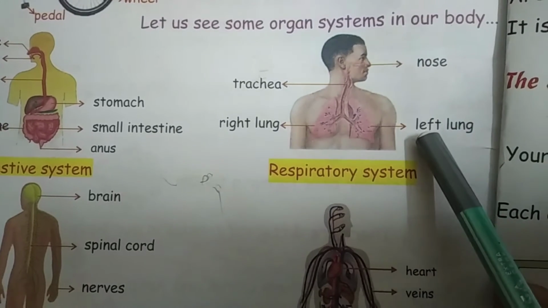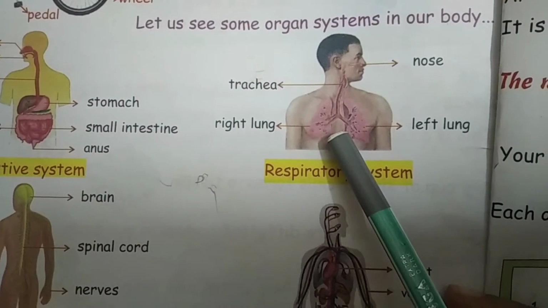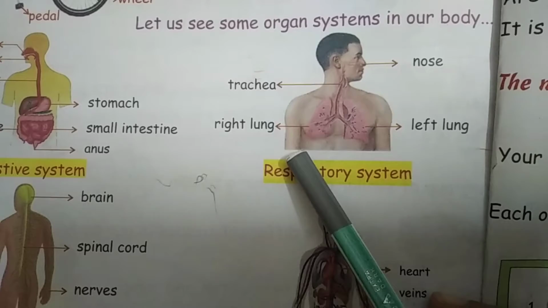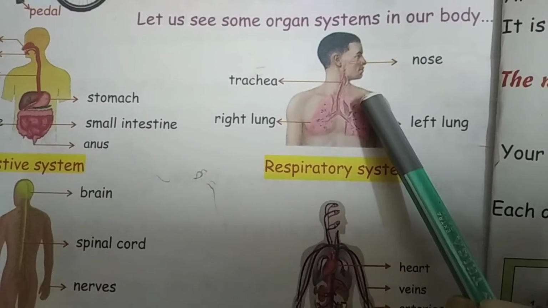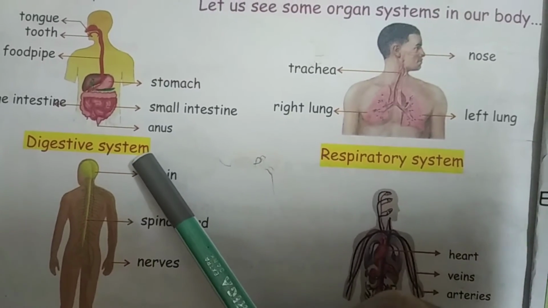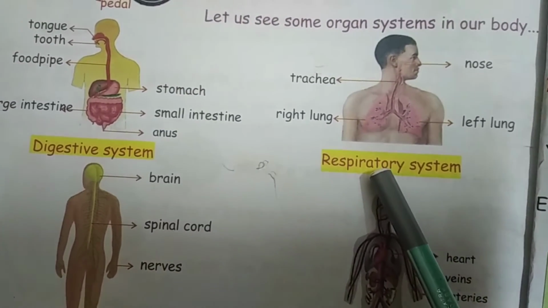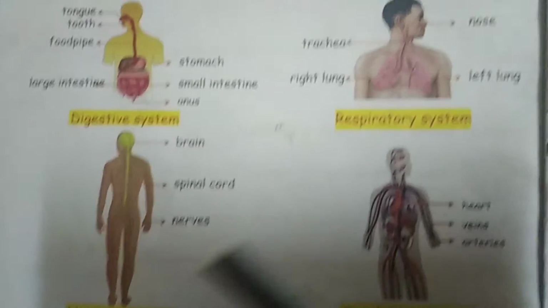Now the right lung and left lung make the air pump and it will go into the blood. So this is called the respiratory system. So the first one is the digestive system, the second one is the respiratory system.